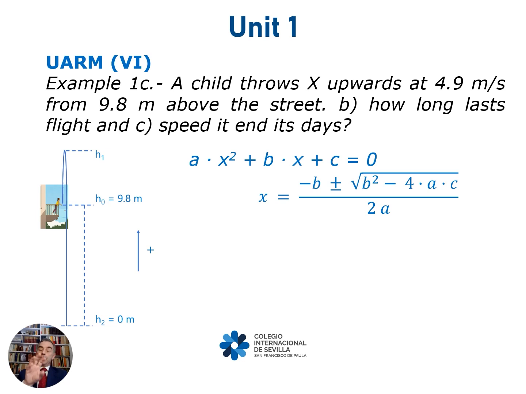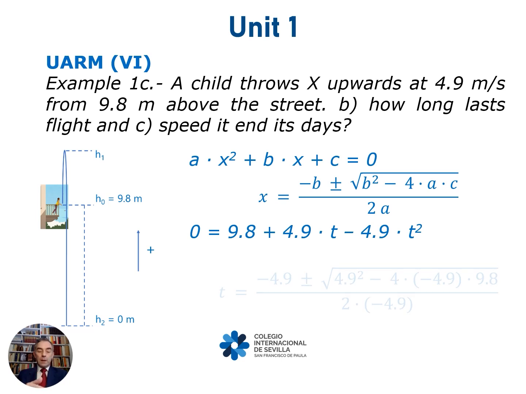So let's apply that expression to our case. Our quadratic equation was 0 equals 9.8, the independent term, plus 4.9 times t, the coefficient of the unknown to power 1, minus 4.9 t squared. Minus 4.9 is the coefficient of the unknown squared, so minus 4.9 is a. B is 4.9, C is 9.8.